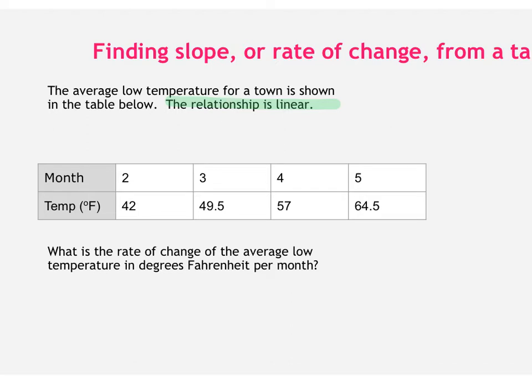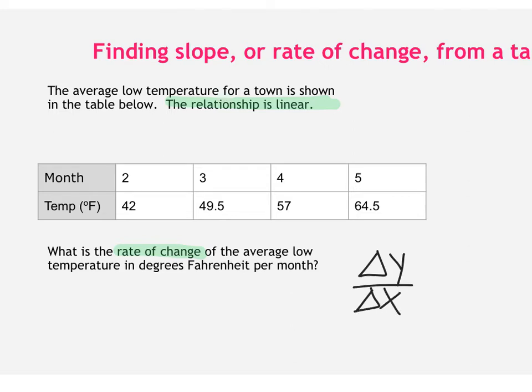And then we're being asked, what is the rate of change of the average low temperature in degrees Fahrenheit per month? So we need to know that it's linear, and we need to know that we're looking for rate of change. Because we know that it's a linear rate of change, it's going to be the change in y divided by the change in x.